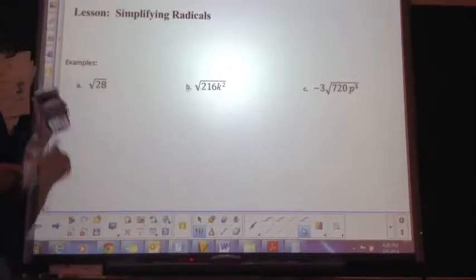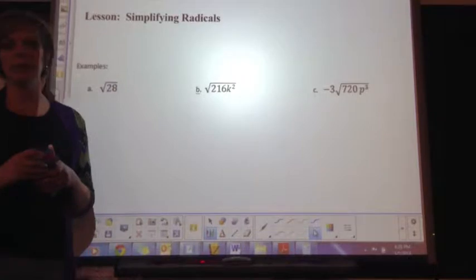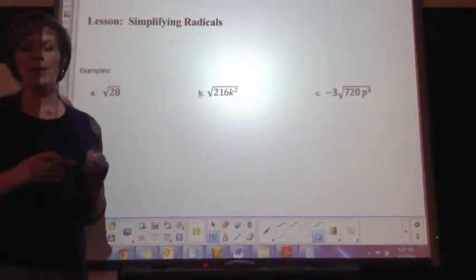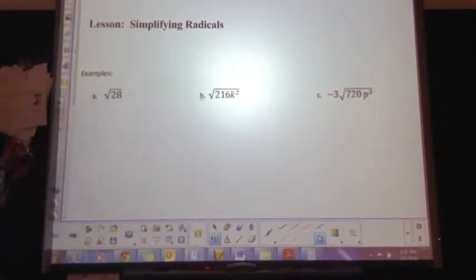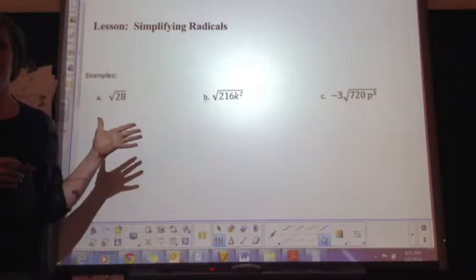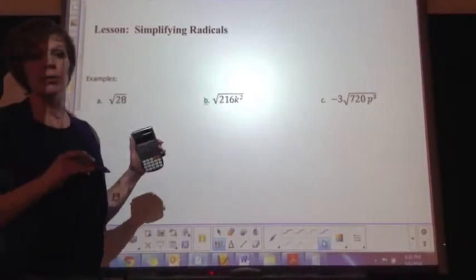All right, so here is your short lesson that I told you I would give you on simplifying radicals. There are really two ways to simplify radicals. You can make a prime factorization tree, but the easiest way, I believe, is to use perfect squares. So that's what we're going to do today. We're going to just factor using perfect squares.